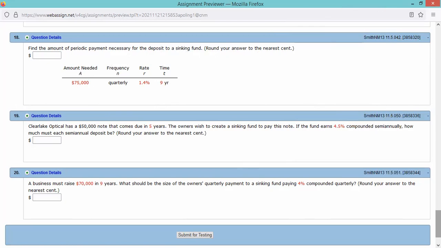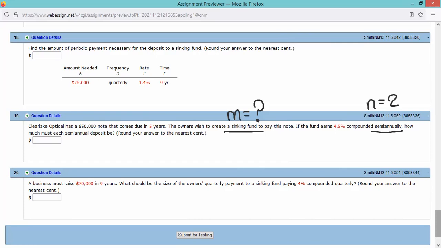Okay, let's look at our last two problems. Clear Lake Optical has a $50,000 note that comes due in 5 years. The owner wishes to create a sinking fund to pay this note. That's what we've been doing. If the fund earns 4.5% compounded semi-annually, how much must each semi-annual deposit be?